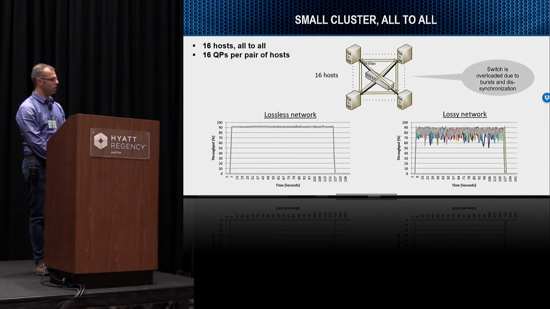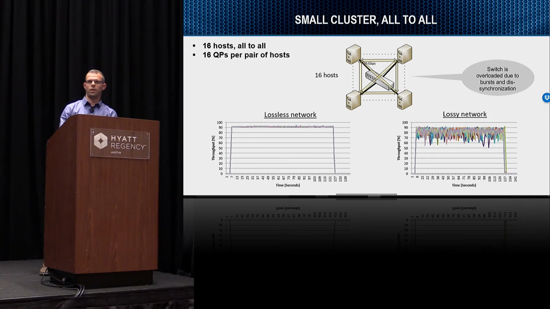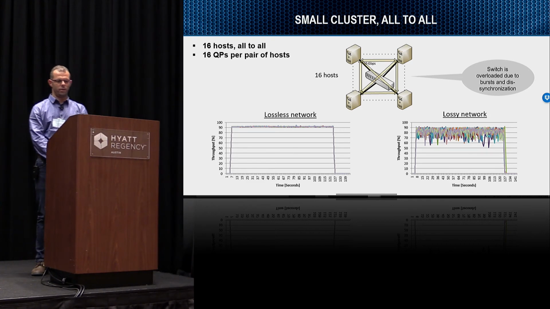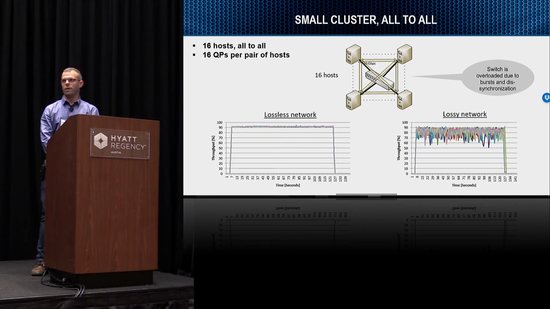In the all-to-all scenario, as I said previously, every host sends traffic to every other host. This is an interesting scenario. On average, we should not see any congestion, but because of the bursts and desynchronization of the senders, the switch buffers are still getting full. In this case, the congestion can harm the system, so it is interesting to see. The slide presents results for lossless and for lossy networks. For lossless networks, we achieved perfect results. For lossy networks, we were relatively close to perfect results.